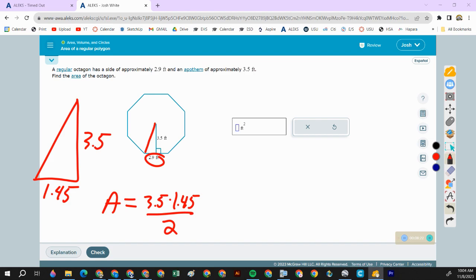And how many of those does this contain? So there are 8 sides. Each side builds 2 triangles. So if I drew them all, we would end up with 16. So we times this by 16, and that would be our answer.